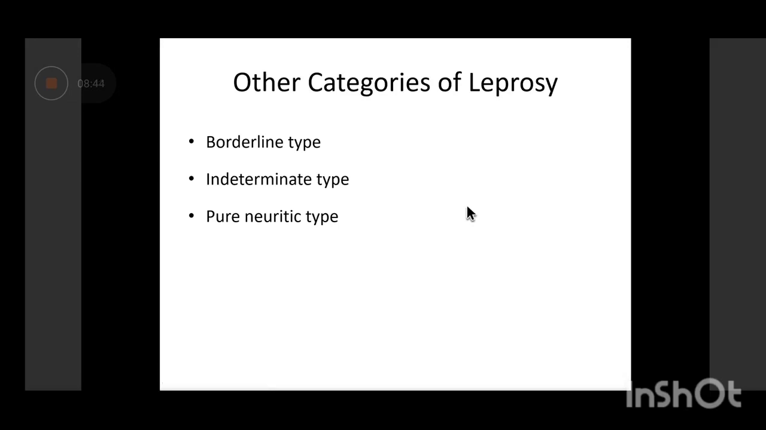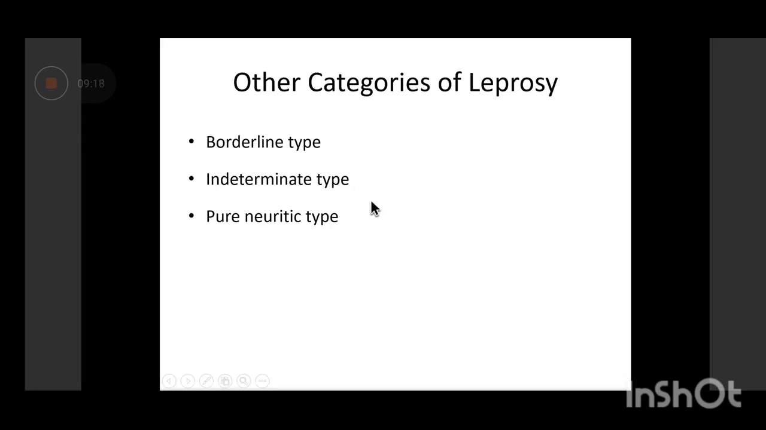Now the other categories, apart from these two main categories, is the borderline type, and it is as the name suggests, borderline. These patients have features in between tuberculoid leprosy and lepromatous leprosy, and they may shift to either tuberculoid leprosy or lepromatous leprosy type, depending upon the host resistance or the chemotherapy.